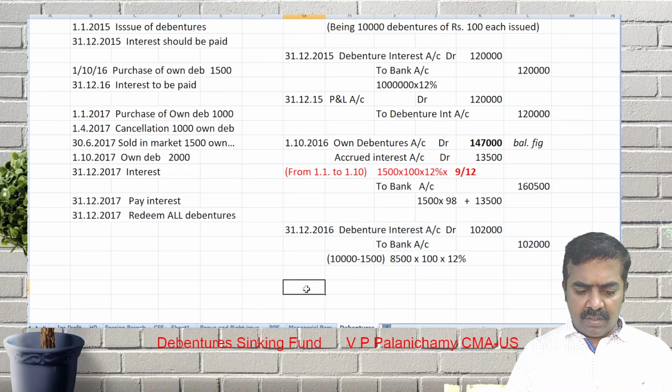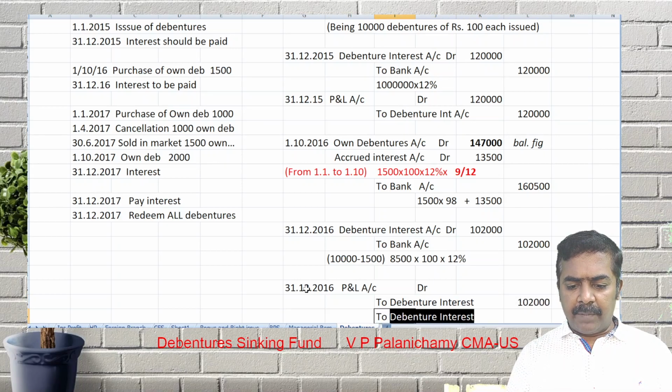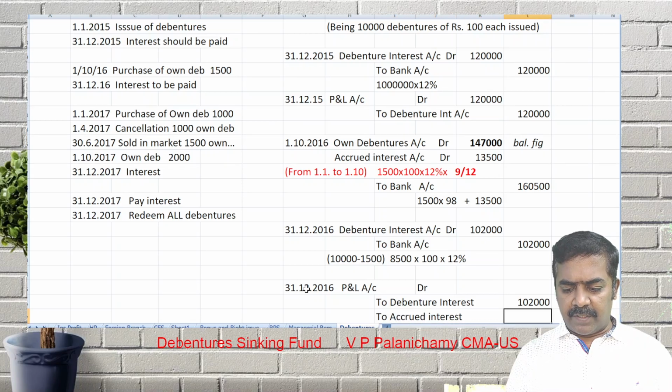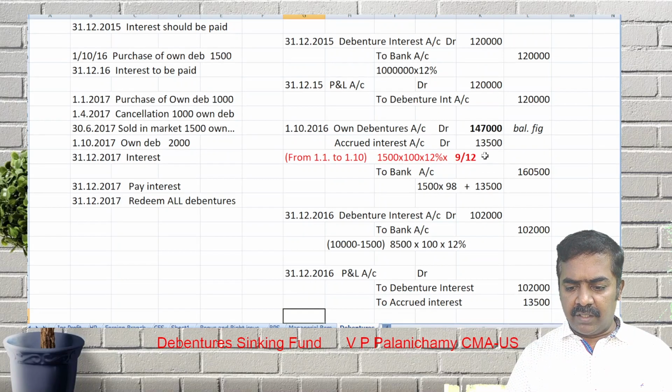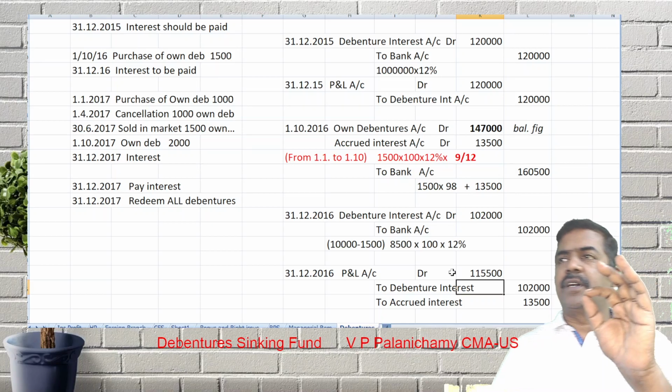So now on 31/12/2016, P&L account debit to debenture interest. How much have we paid now? 1,02,000, the interest already paid. At the time of purchasing own debentures, how much did we pay as accrued interest? 13,500. So if you look at 1,02,000 plus 13,500, how much are we paying? 1,15,500. Now I request you to listen for a minute, then you can copy.